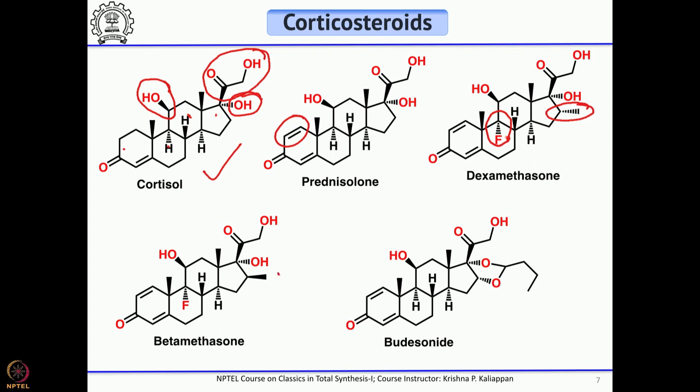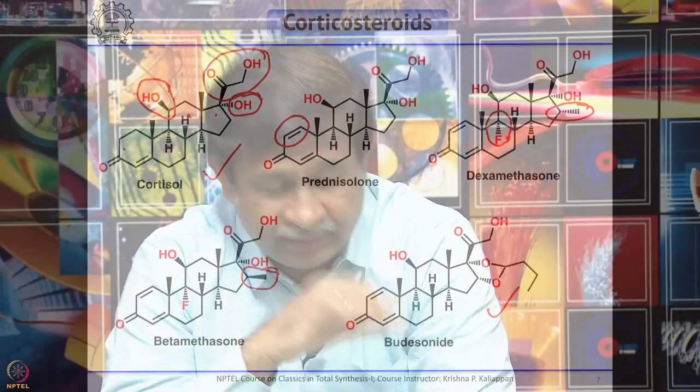Only thing is you have a beta methyl group. Then budesonide, this is a very interesting steroid, normally given for people with asthma. They can inhale this budesonide. So all these are very important steroids which are given for various treatments.